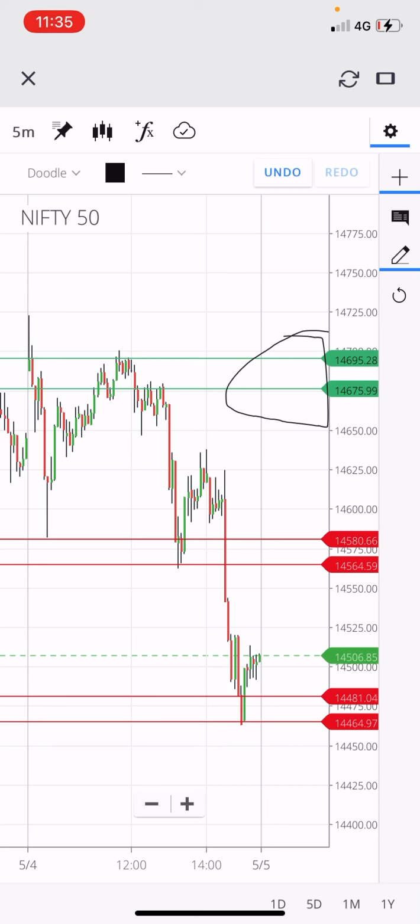These are my resistance lines. You see, the market falls from my resistance line, and then it goes up again and once again falls from my resistance line. You see.